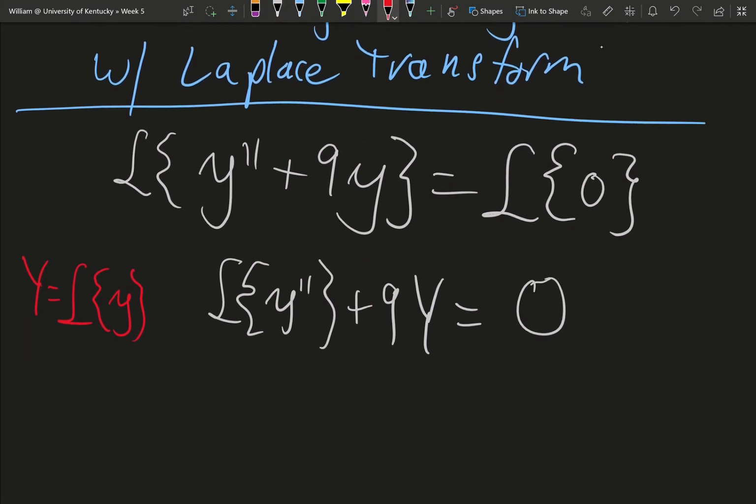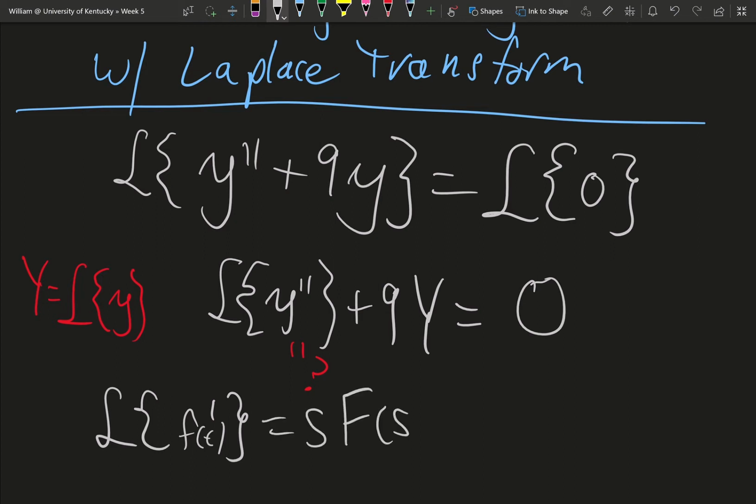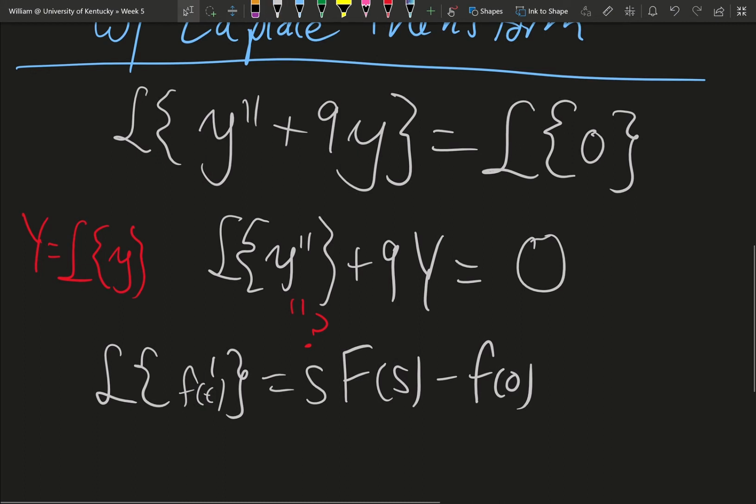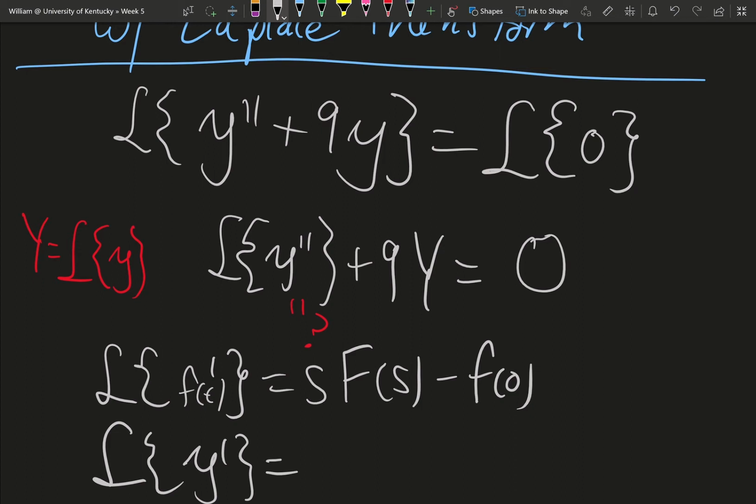All right, now I'm sure what you're thinking is, what is the Laplace transform of y double prime? Well, we should remember we have a formula already for the Laplace transform of the derivative. More specifically, the Laplace transform of the derivative of any function is s times the Laplace transform of f of t minus f of 0. So using this, we see that the Laplace transform of y prime is s times Y minus y of 0.